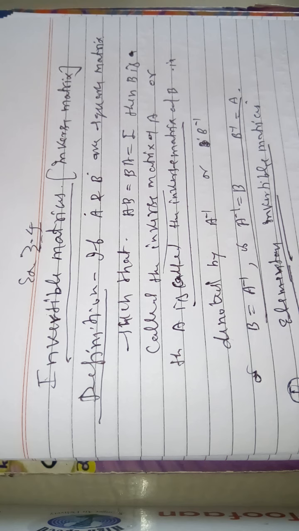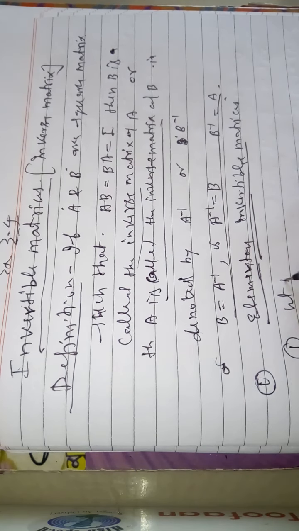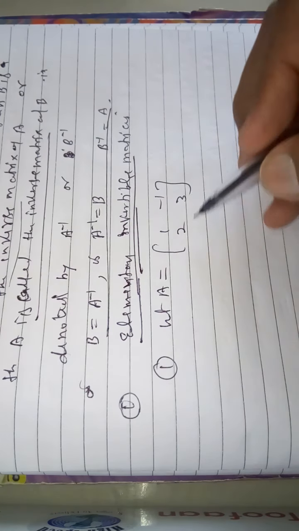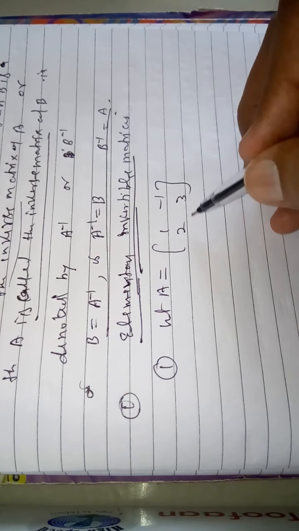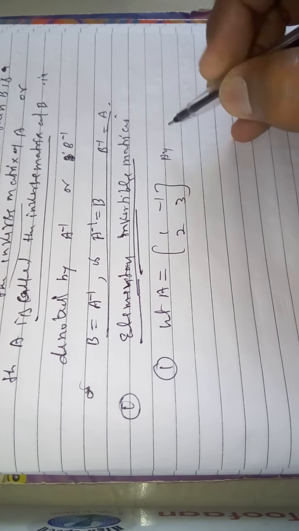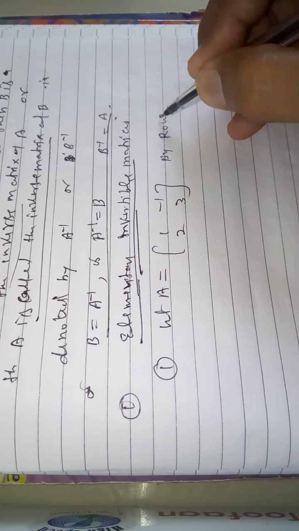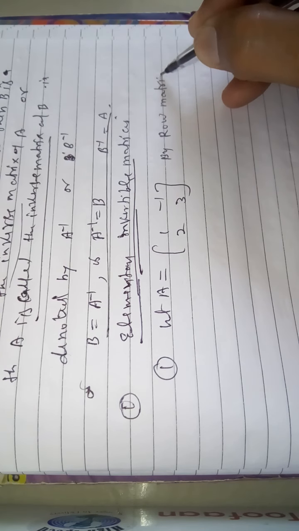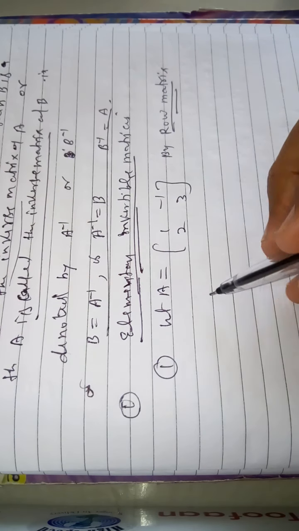Only apply the row method or the column method. Only one method is applied in a question. So use a simple method first. For the first question, use the row method. Let A equal to 1, minus 1, 2, and 3, and use the row method.